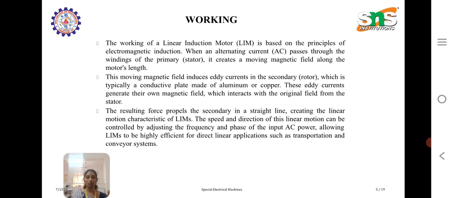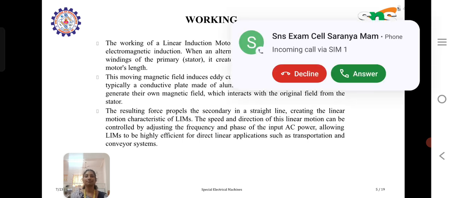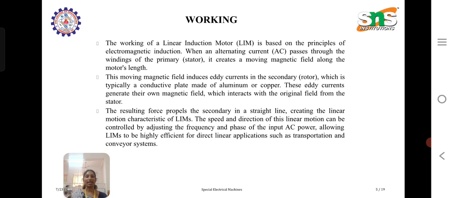So this linear induction motor is based on the principle of electromagnetic induction. When an alternating current passes through the windings of a primary, it creates a moving magnetic field along the motor's length. This moving magnetic field induces eddy currents in the secondary, which is typically a conductive plate made of aluminum or copper. These eddy currents generate their own magnetic field which interacts with the original field from the stator. The resulting force propels the secondary in a straight line, creating the linear motion characteristic of linear induction motors.